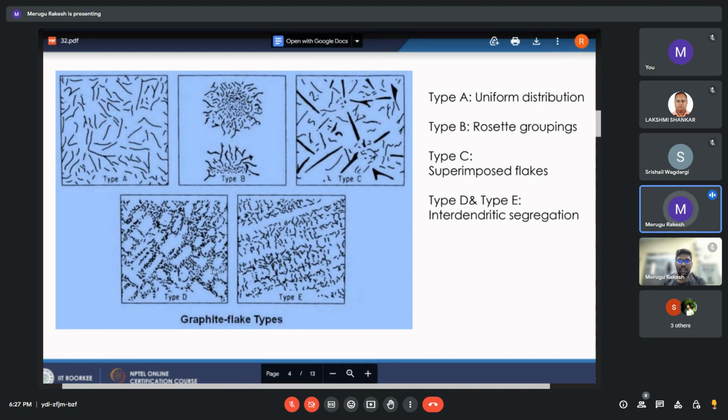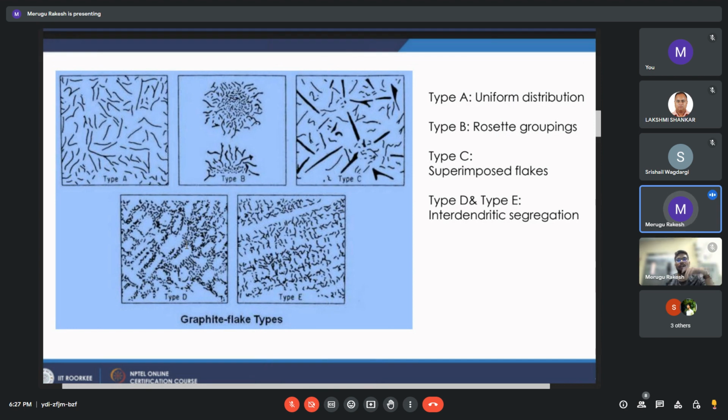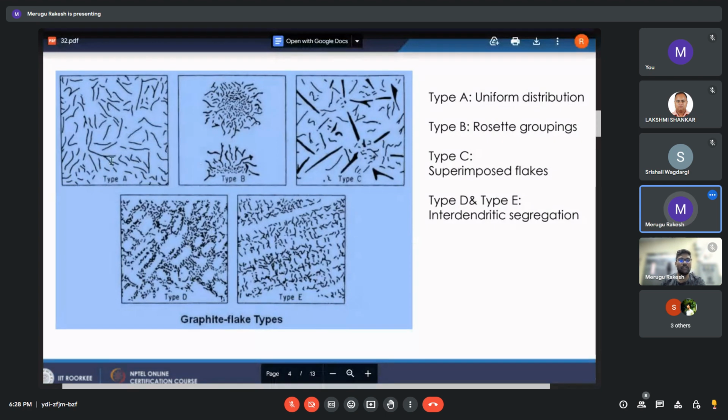And then type D and type E show interdendritic segregation. This segregation occurs since the solubility of carbon decreases from the liquid phase to the solid phase, so it will segregate at the grain boundaries. So these are the different types of graphite structures present in gray cast iron.